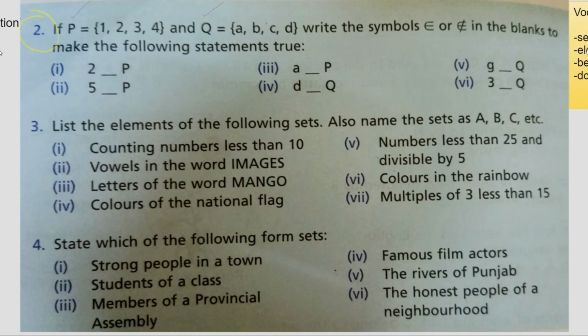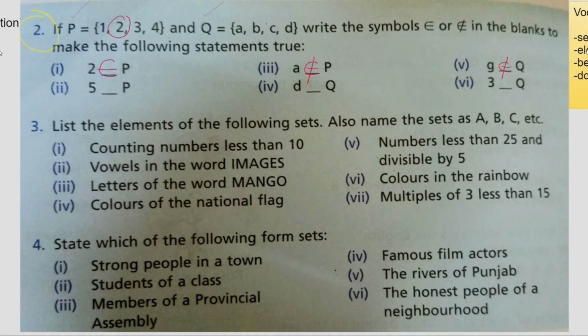So here you can see 2 dash P, where we have to place the symbol belongs to or does not belong to. We can see that 2 is there in set P, so 2 belongs to set P. A dash P. Is there any A in the set? No, there is no A in set P, so A does not belong to set P. G dash Q. Is there any G? No, so G does not belong to set Q.